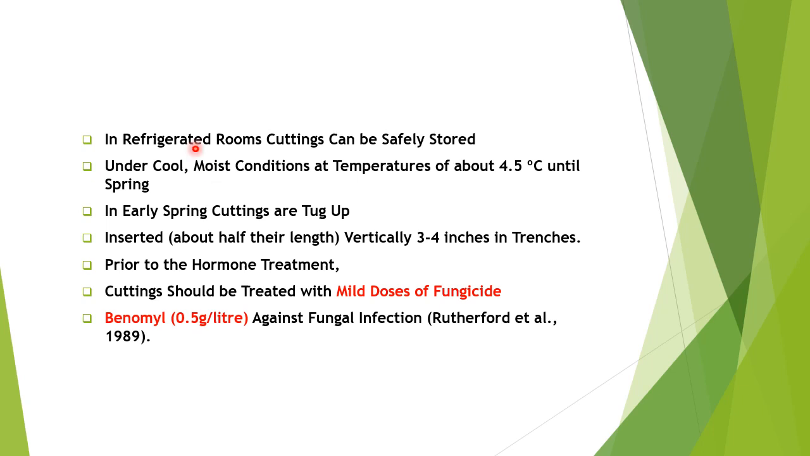In refrigerated rooms, cuttings can be safely stored under cool, moist conditions at a temperature of about 4.5 degrees until spring. In early spring, cuttings are dug up and inserted about half their length vertically, 3 to 4 inches, in trenches. Prior to the hormone treatment, cuttings should be treated with mild doses of fungicides, benomyl 0.5 grams per liter, against fungal infection.